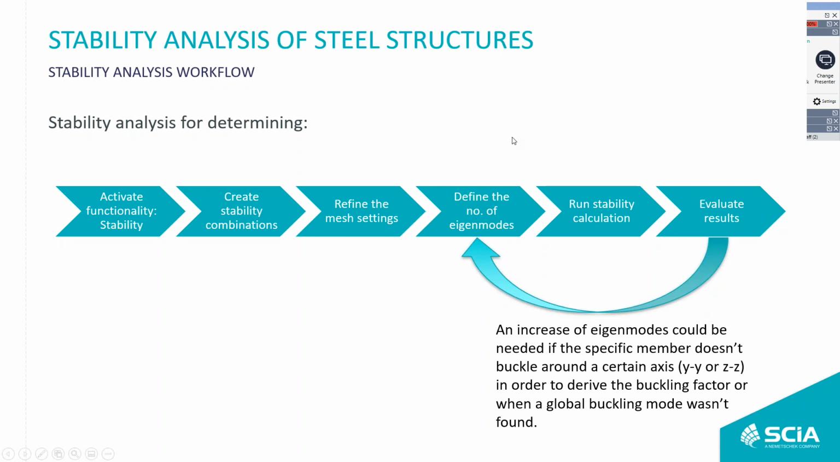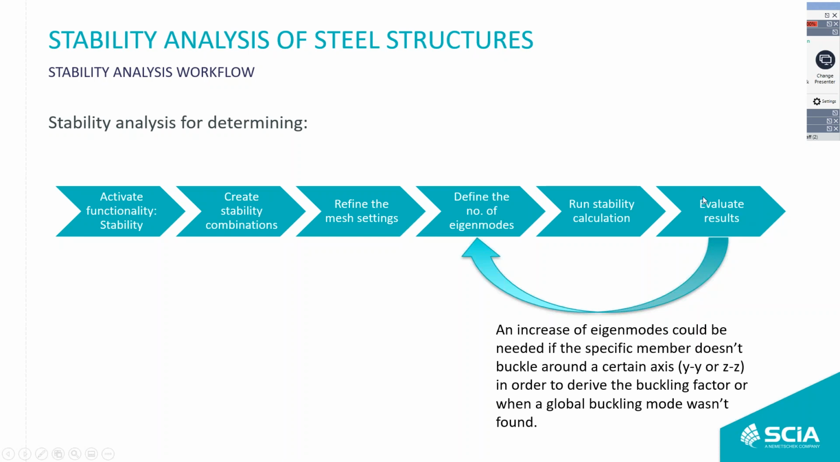The next step is you need to define your number of eigenmodes. It could be that the member you want to see buckle is not buckling. I will show in a moment how to enforce it, but that can still happen. So that means you'll need to increase the number of buckling shapes you want to retrieve per stability combination. Each stability combination will have a certain number of eigenmodes. Once you've done that in the solver setup, you can run the calculation and evaluate the results.